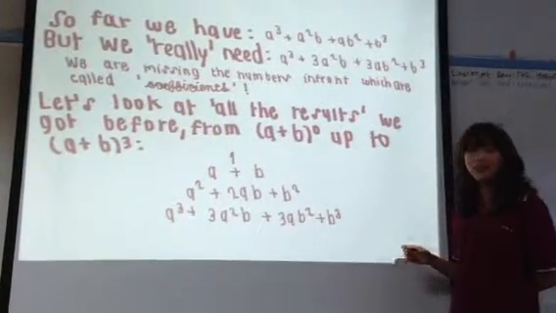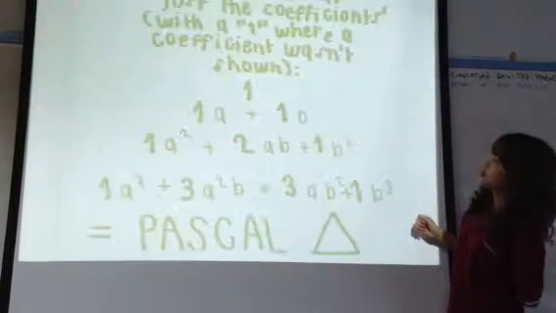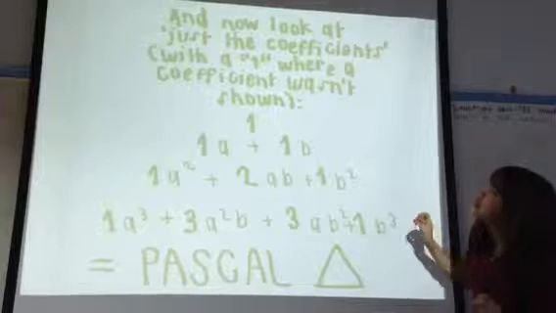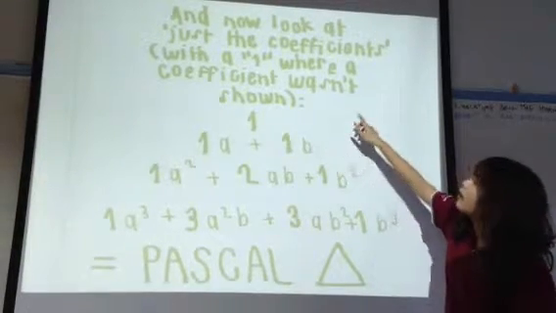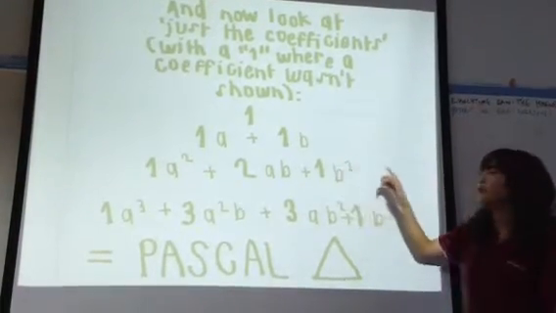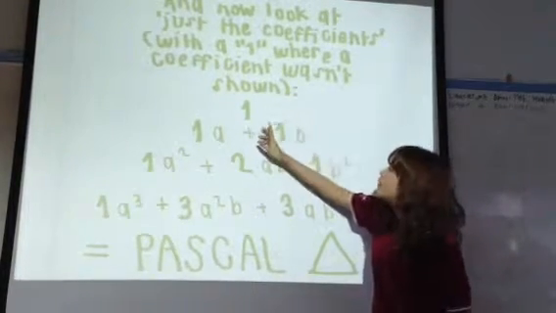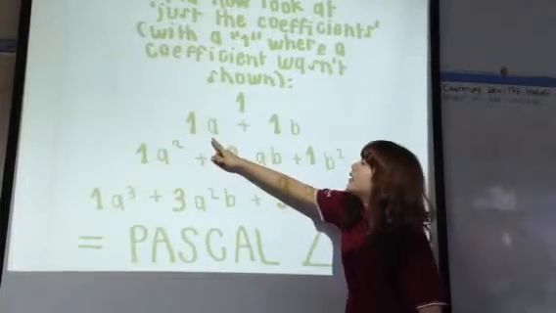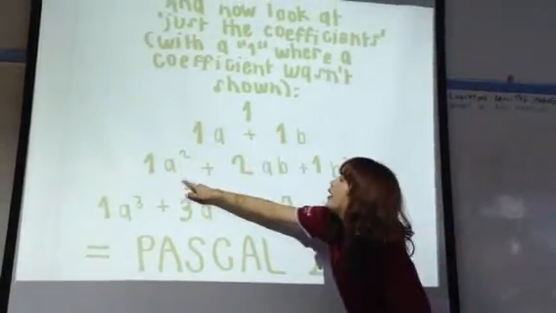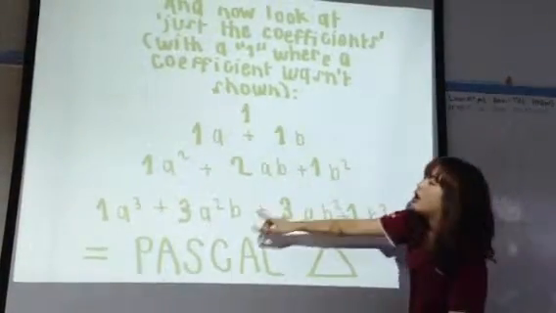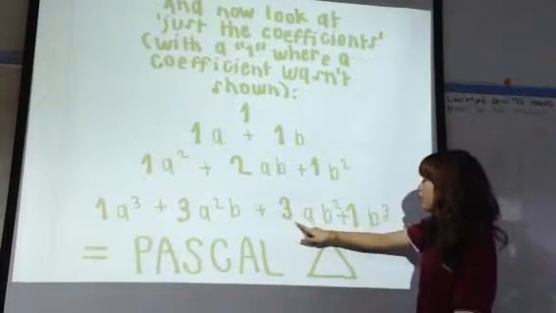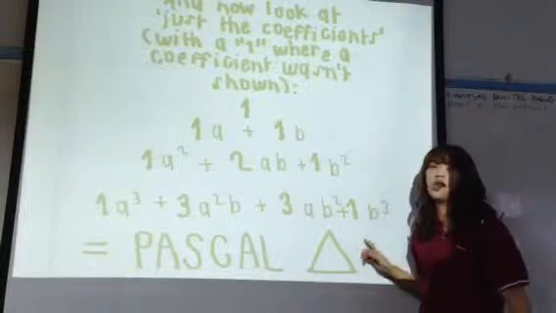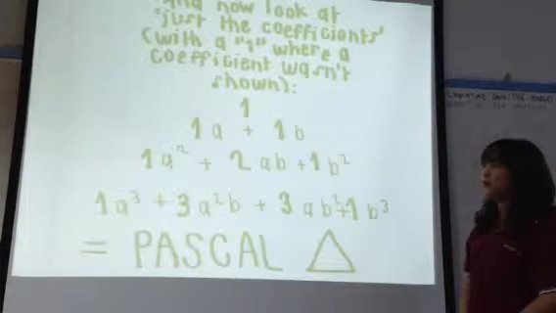Next. Now look at just the coefficients, the ones where the coefficient wasn't shown. I made this part bigger, so it's 1, and then 1 plus 1, right? 1 plus 2 plus 1, 1 plus 3 plus 3 plus 1. So as you know, this makes up a Pascal triangle.